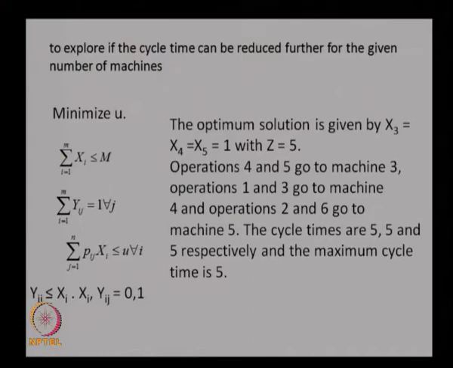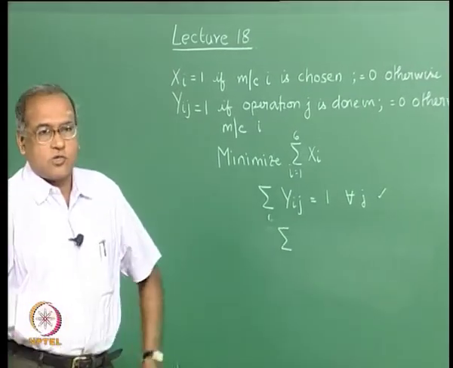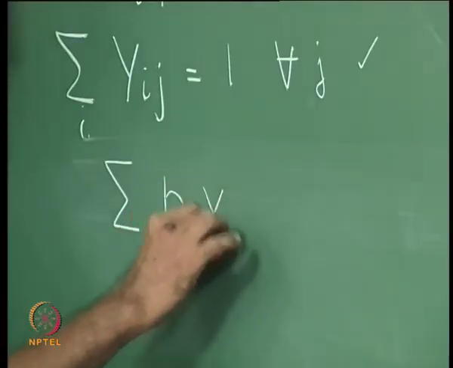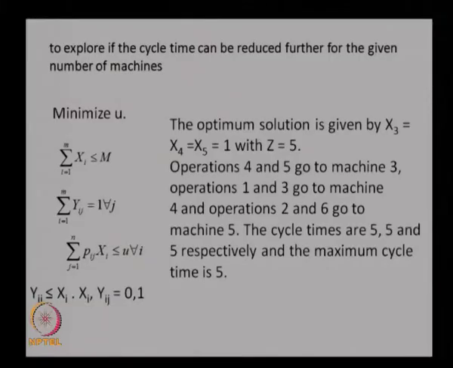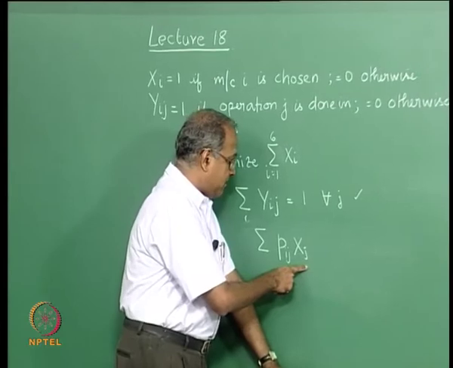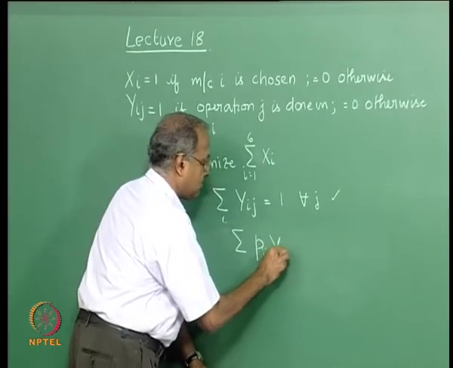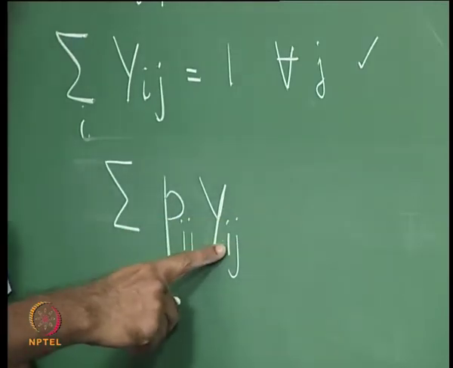Now, the next one is, if machine i is chosen, then the workload on that machine would be sigma pij xj, where yij equal to 1 if operation j is assigned to this machine.